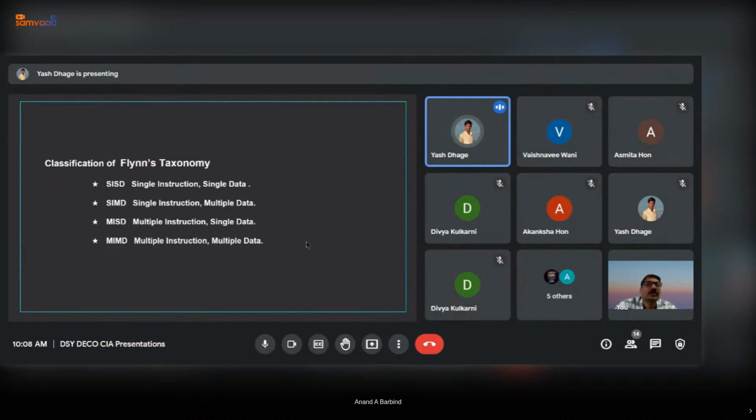Multiple instruction and multiple data, and then we are seeing vector processing. So the first classification is single instruction and single data. We see what single instruction and single data is.